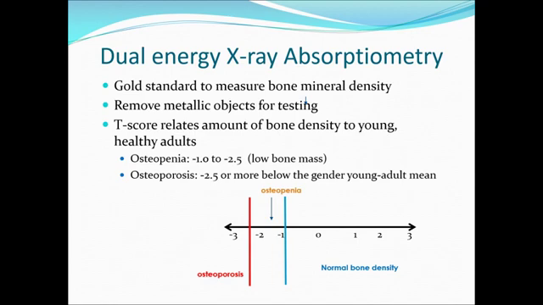And basically, this test is going to give them a score. We're going to call it a T-score. And it relates the amount of their bone density to a young, healthy adult. Okay? So anything above -1 is considered normal bone density. Okay? -1 to -2.5 is osteopenia, or low bone mass. And anything below -2.5 is considered osteoporosis. Okay? That's below the gender neutral young adult mean. So that's really important as a screening test to take a look at what their risk is.